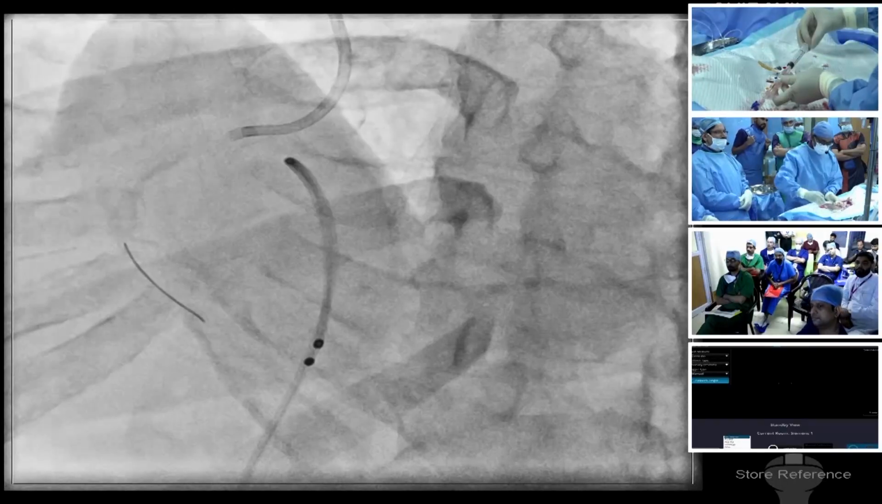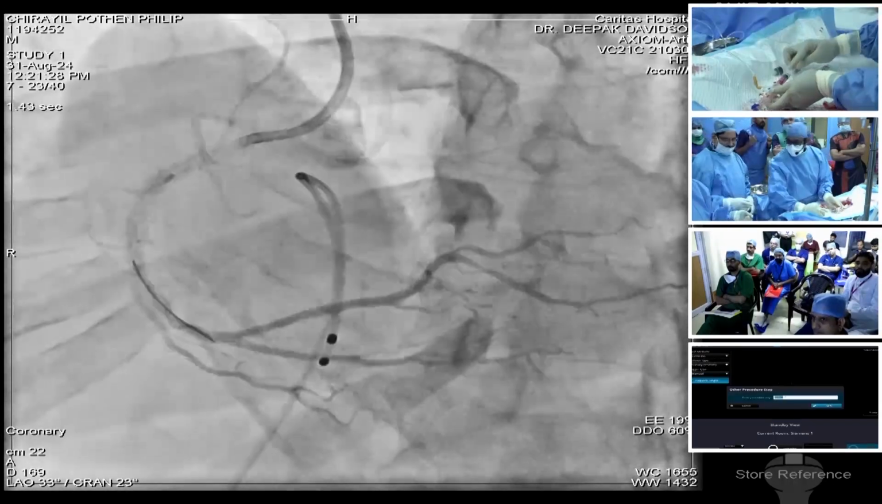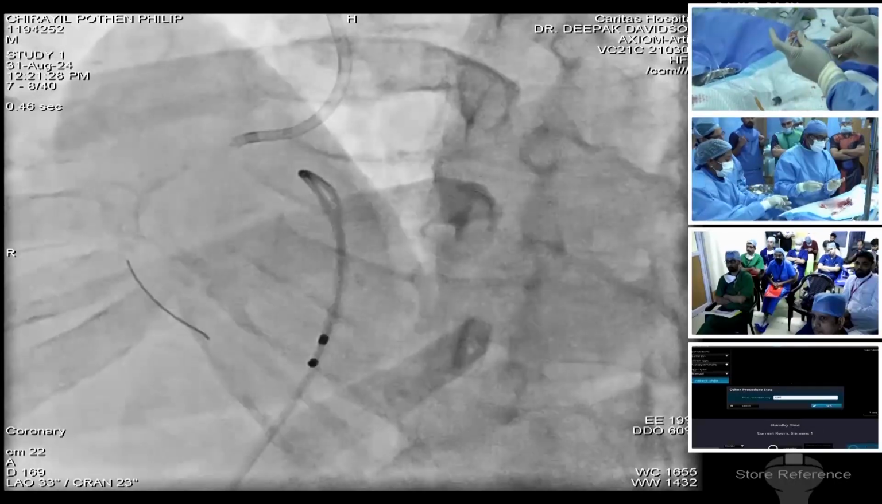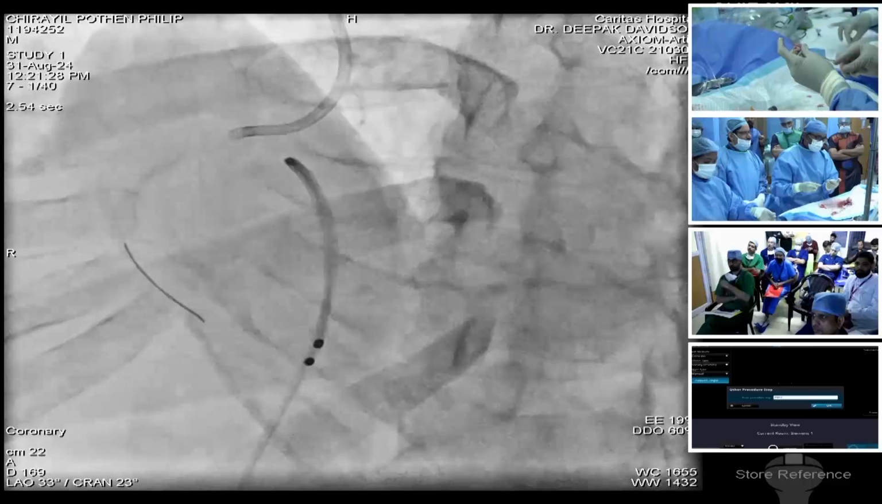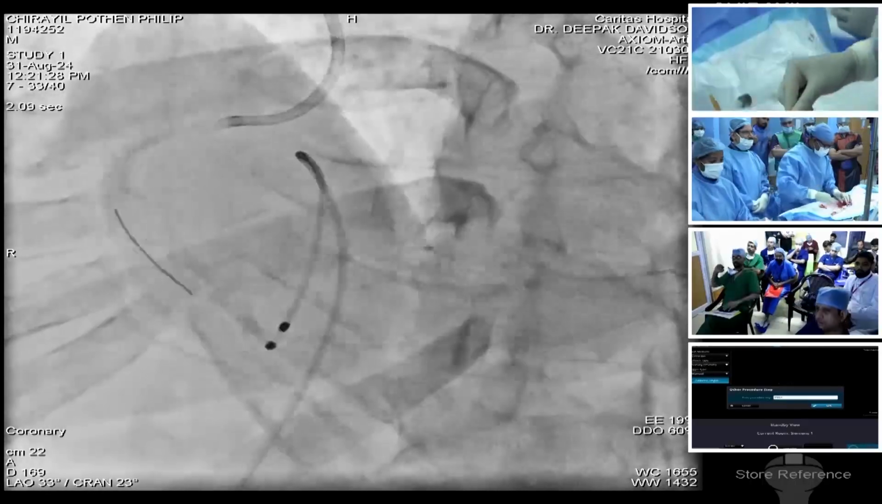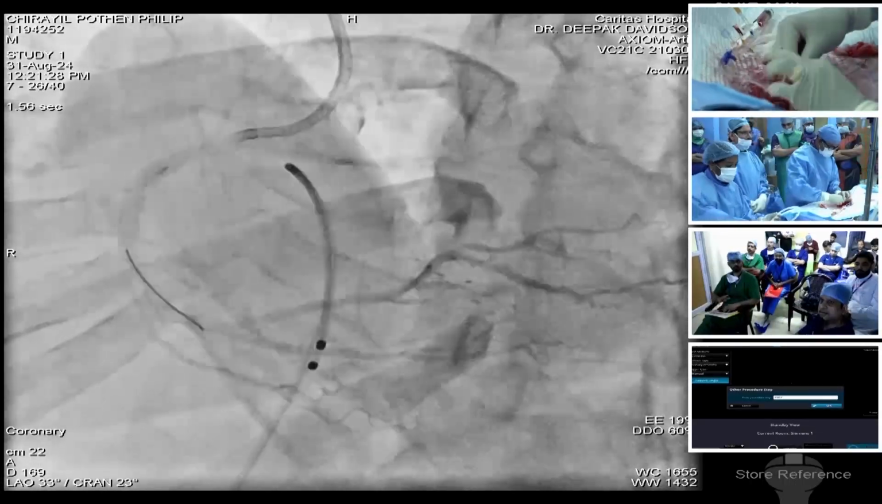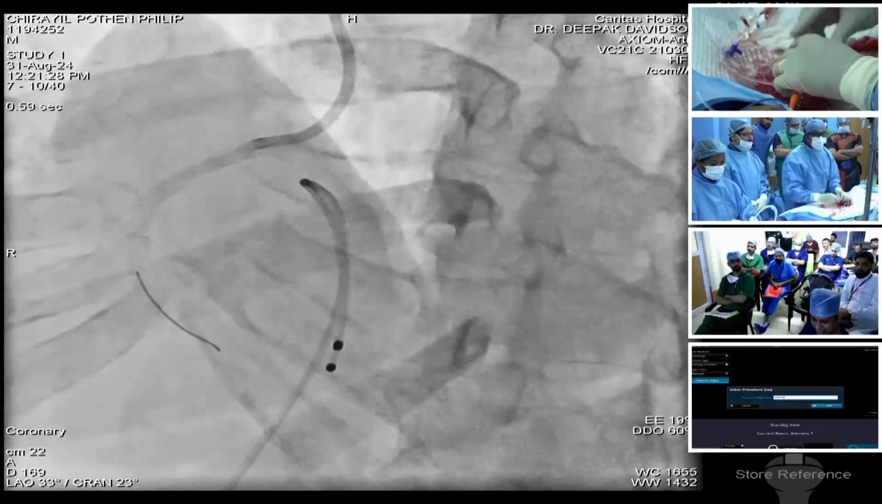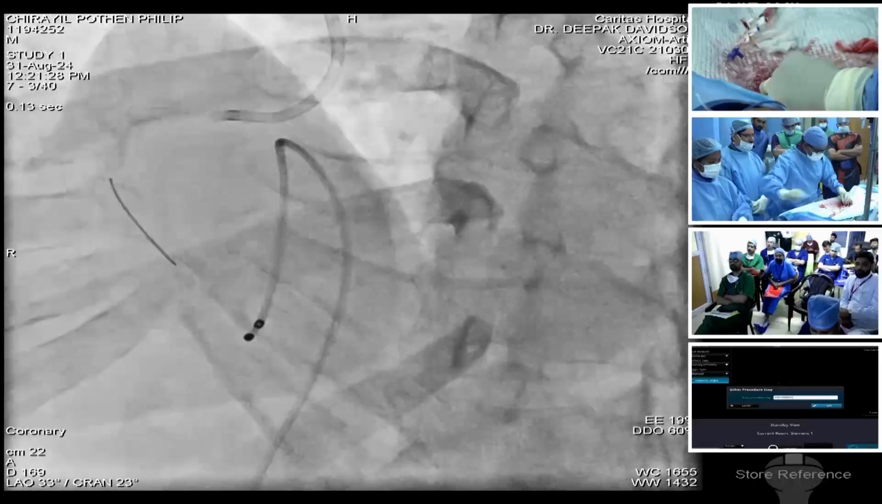Okay, that is what we've seen. We'll go with the run through wire, and then we'll have an OCT done. Once we are done with the OCT, be ready with the balloon.